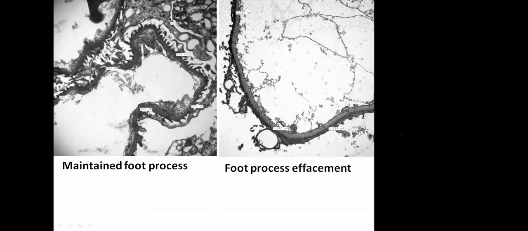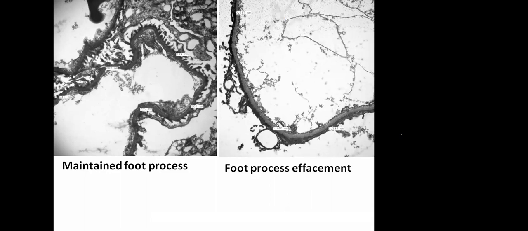When more than 80% of the capillary loops or 80% of the podocytes show foot process effacement, that is called diffuse podocytic foot process effacement. And when less than 80% show it, it is called focal podocytic foot process effacement. So if there is diffuse podocytic foot process effacement, you think of primary podocytopathy. And if the foot process effacement is very focal, you think in terms of a secondary podocytopathy.